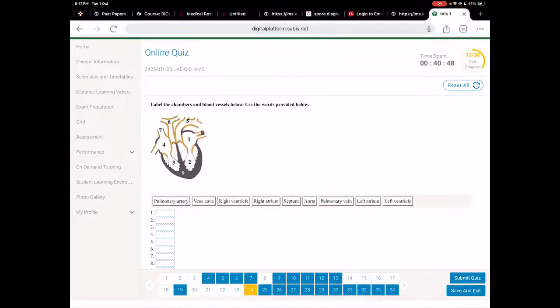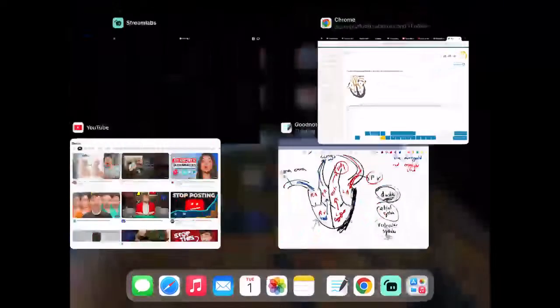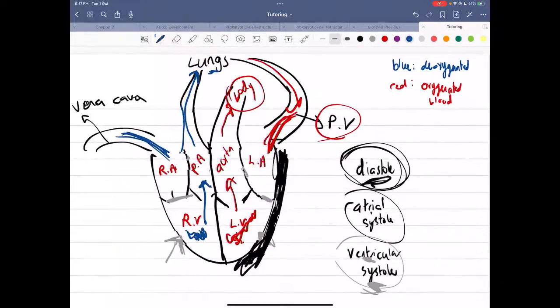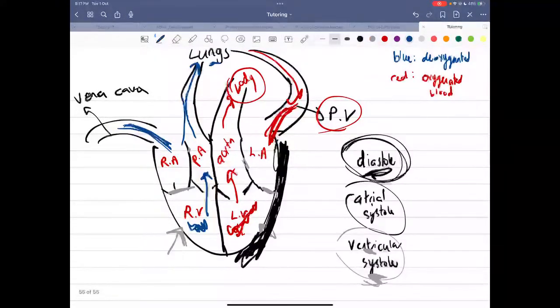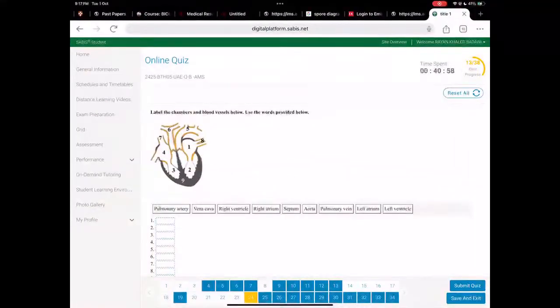Okay, this is just the labeling of the heart. I've already labeled it here, so I'm just going to skip it, but make sure you know the labeling of the heart.